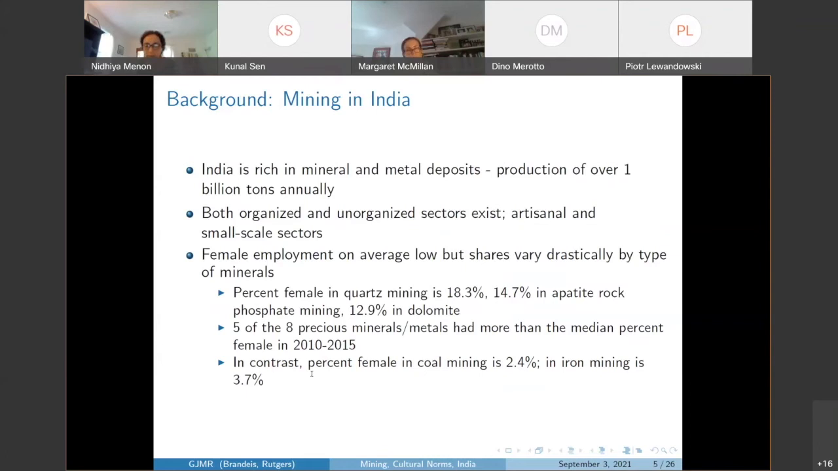Female employment in mining on average is low, but interestingly, it depends on the kind of mineral that's being mined. For example, things like quartz mining employ relatively high shares of female labor, approximately a fifth. But in contrast, if you look at things like coal and iron, it's less than 5%, as expected.